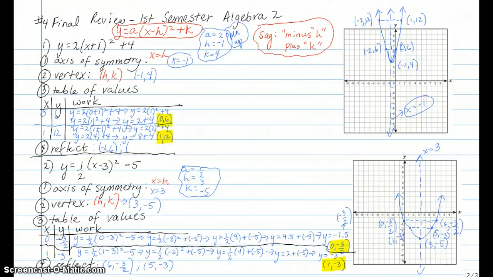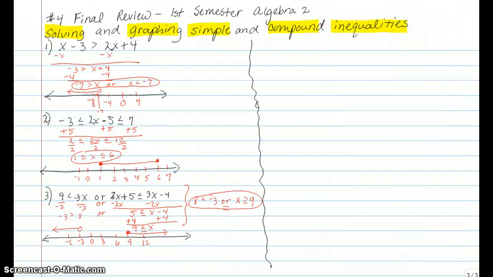Now, because we have limited time left on the recording, I'm not going to be able to do intercept form on this particular final review. We'll do it on the next one, number 5. What I want you to do is just a brief review of inequalities and graphing inequalities. Okay, so we're going to do that on the next page. The final part of your number 4 final review will be just solving and graphing simple and compound inequalities.